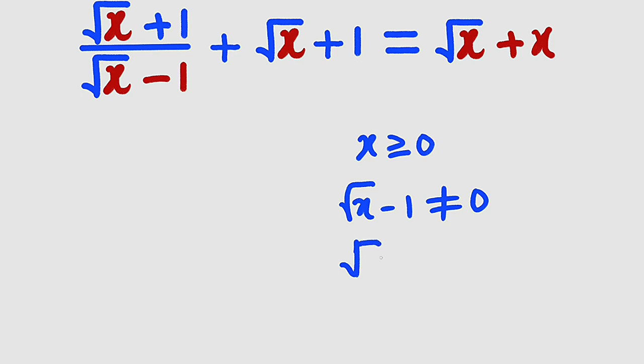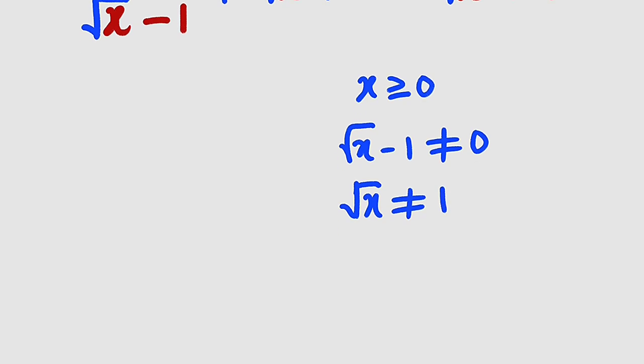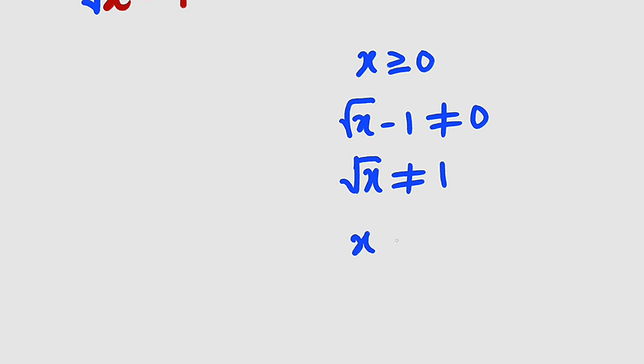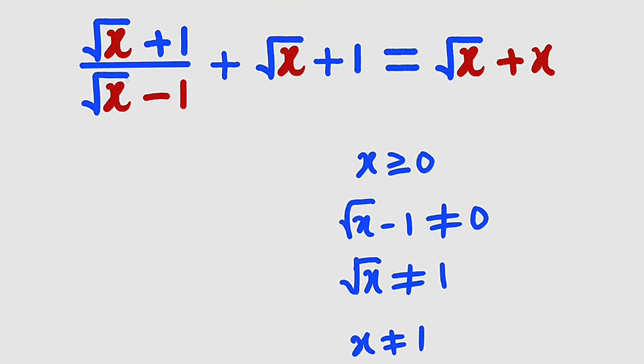And likewise, square root of x, if you take negative 1 to the other side, we don't want anything that will make square root of x equal to 1. If you square both sides, we don't want anything that will make x equal to 1. Because if x equals 1, you can see square root of x, which is 1, minus 1 is 0. So our denominator is 0, which we don't want. So we don't want x to be negative. We don't want it to be equal to 1.